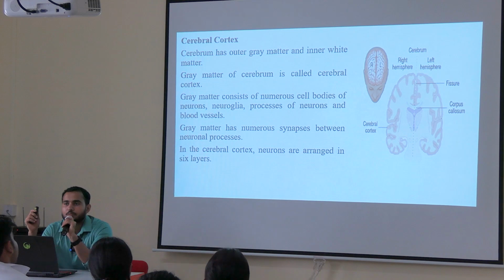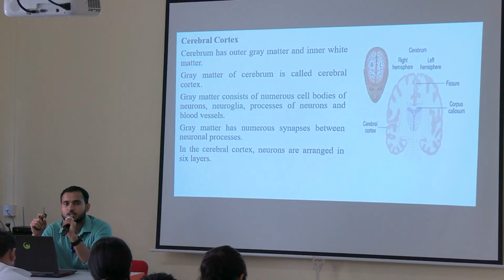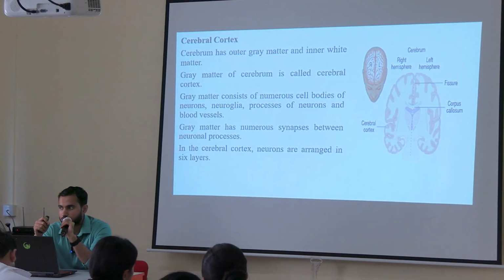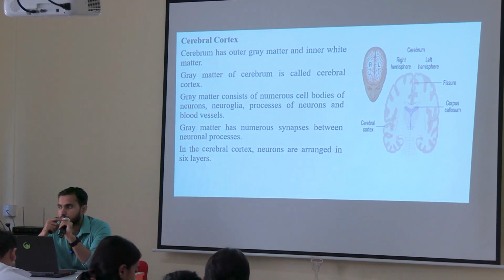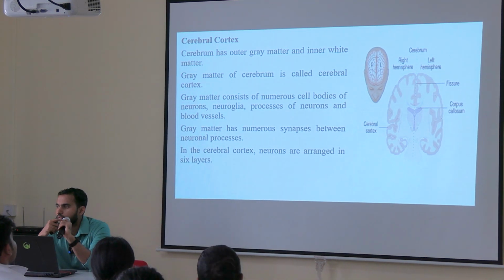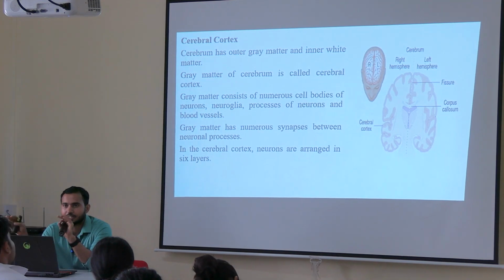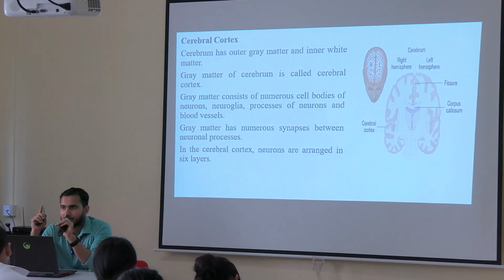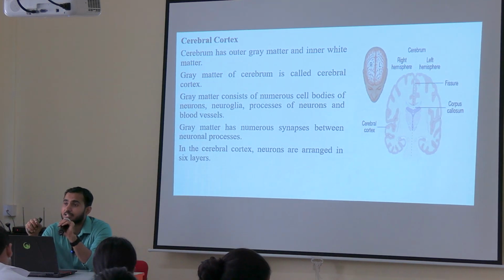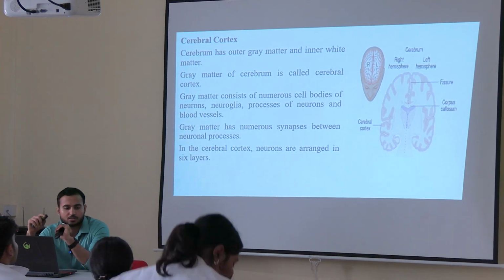Now, in cerebrum, we'll be studying about the cerebral cortex only. Now, the question is, do you know where the cerebral cortex is situated in the cerebrum? See, you know that two cerebral hemispheres are there, right and left cerebral hemisphere. Now, in one cerebral hemisphere, right or left, where is the cerebral cortex situated?